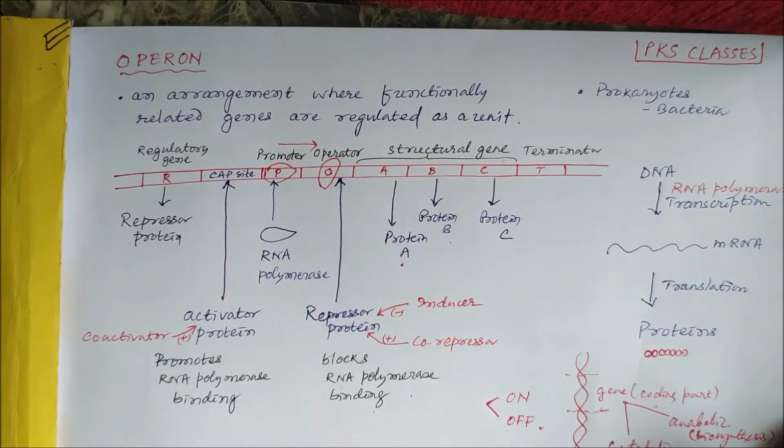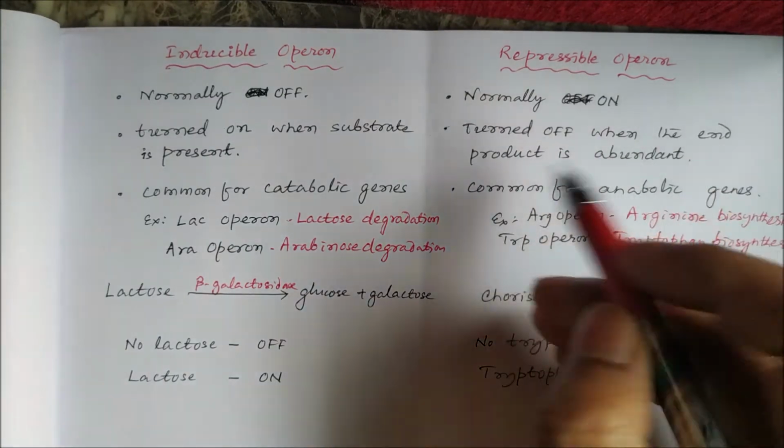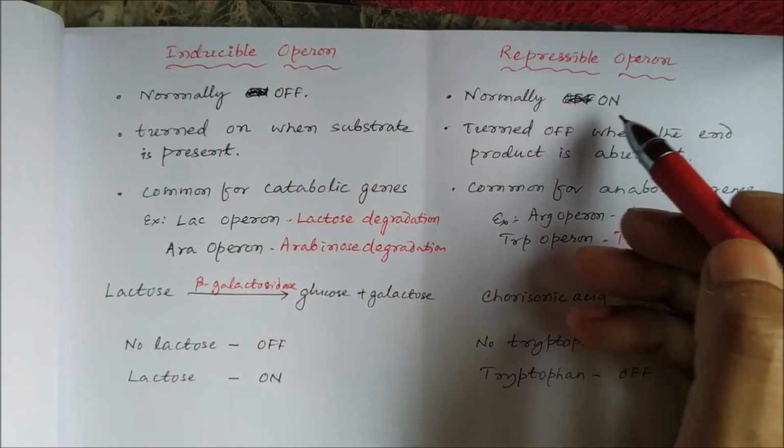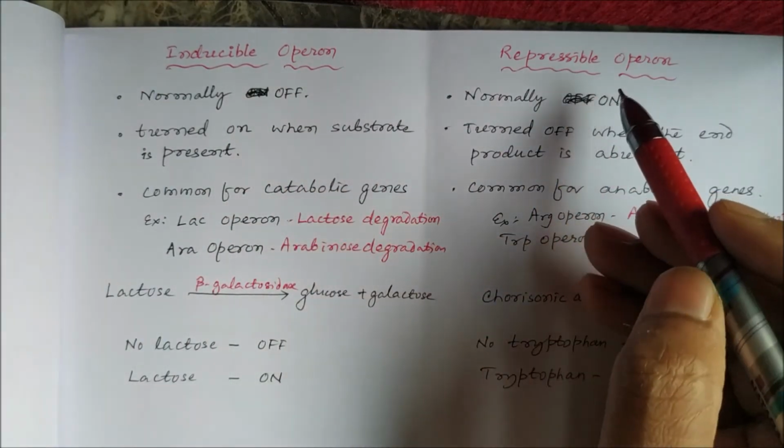So, let us discuss first the two types of operon. Inducible operon and repressible operon. We can have two types of operon, inducible operon and repressible operon.